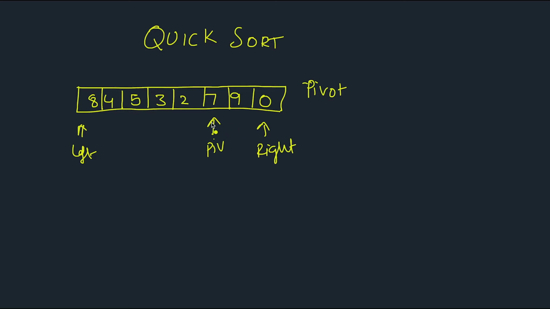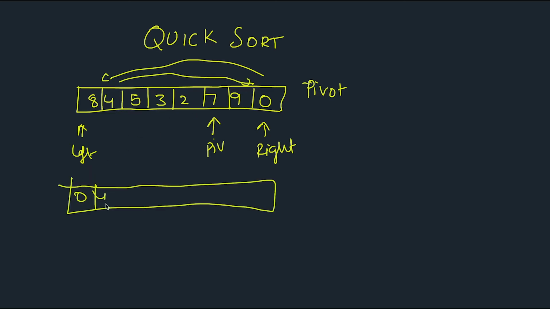Quicksort, how we do is once we pick the pivot, we will move all the elements that are greater than the pivot to the right side and all the elements which are less than the pivot to the left side. So if we check here, we know 8 is greater than 7. So what we do is we swap these two, and the subsequent array would become 0, 4, 5, 3, 2, 7, 9, 8. We did it pretty fast.